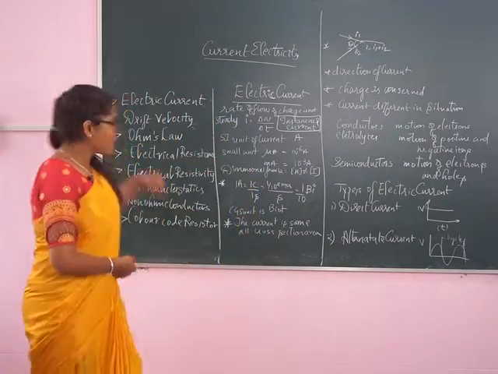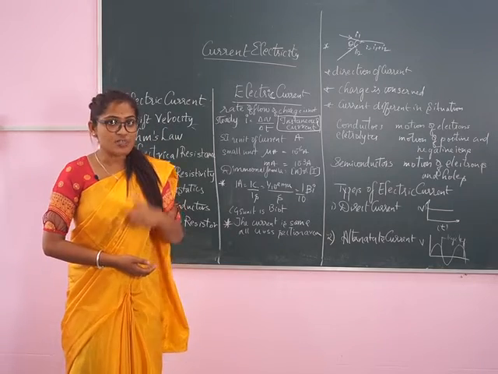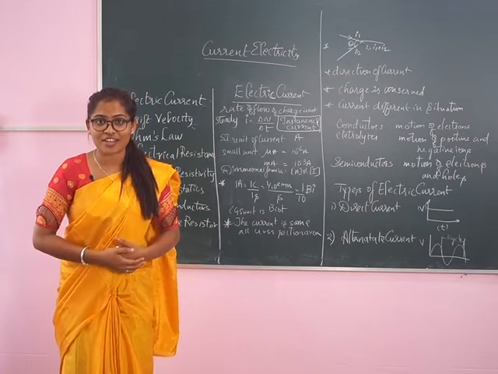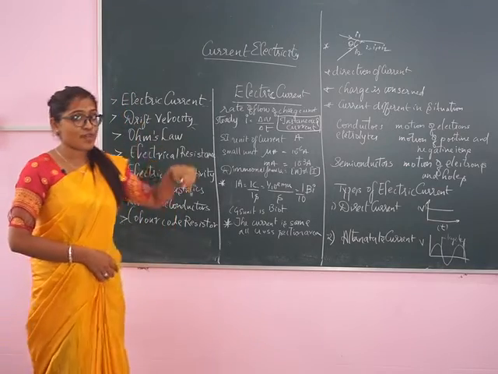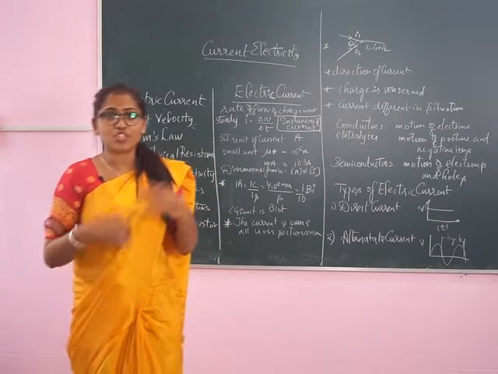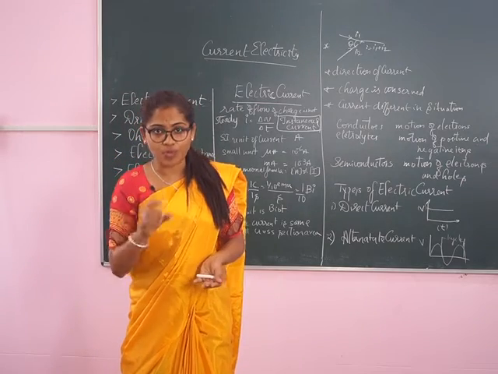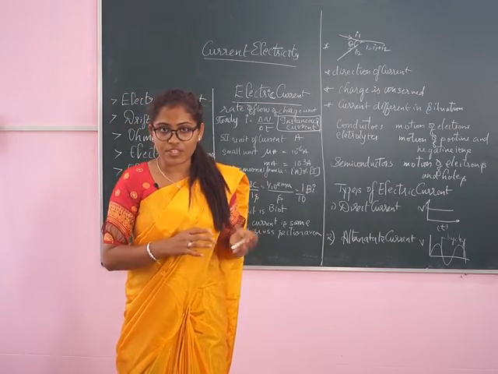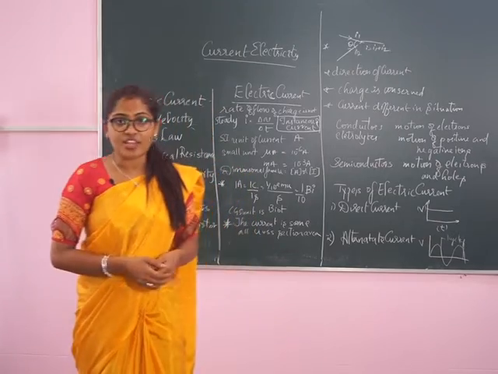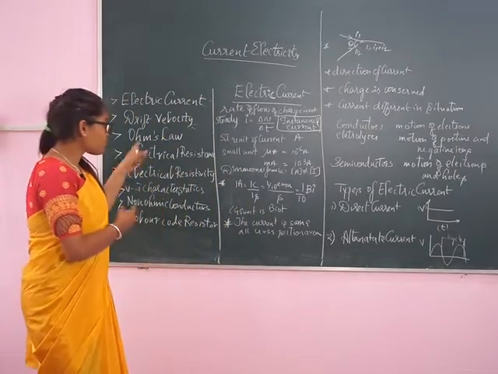And see, electric current: here you will learn what exactly electric current is and the characteristics of electric current. Next, drift velocity. How does drift velocity occur? On which basis does it occur? You have a few problems in that, so you need to solve them, which will be useful for your JEE or NEET exams.